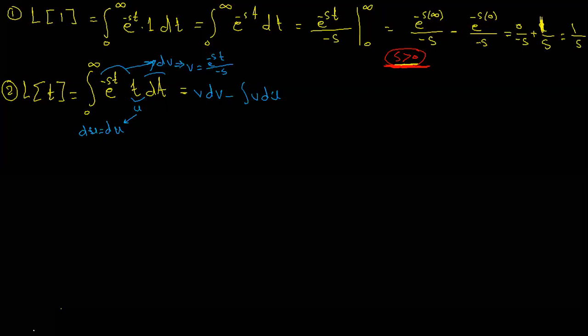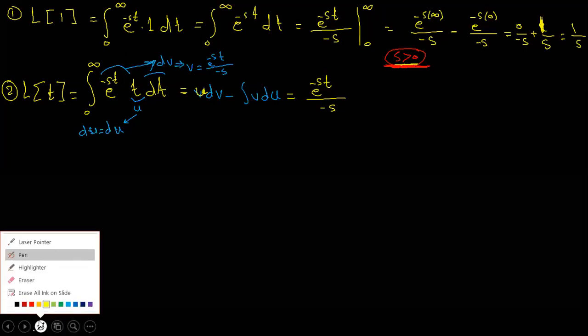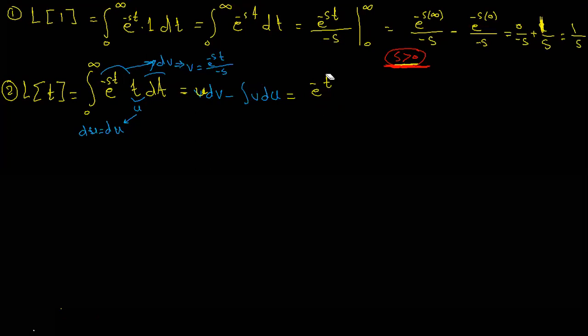Okay. Now, my v is e to the negative st divided by negative s, times... I think it is v du. Or what do you think? This one is right? It's u dv. Yes, u dv. So this one is wrong. Let me erase this. It is u dv.